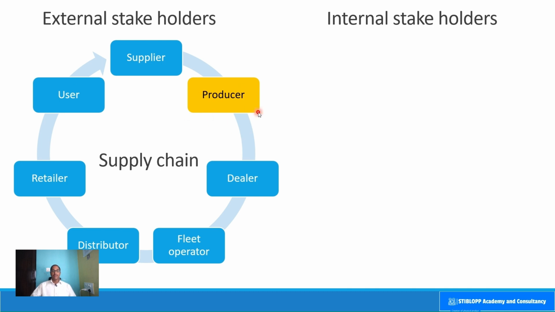Here the producer is a person who is a hardcore producer of the product, and that product is sold to the dealer. And from the dealer, the product is bought by the fleet operator. The fleet operator is another business entity or business organization that uses the product produced by the producer for distributing some of the products to the distributor. And from the distributor, the products reach the retailer. The retailer is the point of sale of those FMCG products. And from the retailer, it goes to the user. The end users are the consumers who use those products.